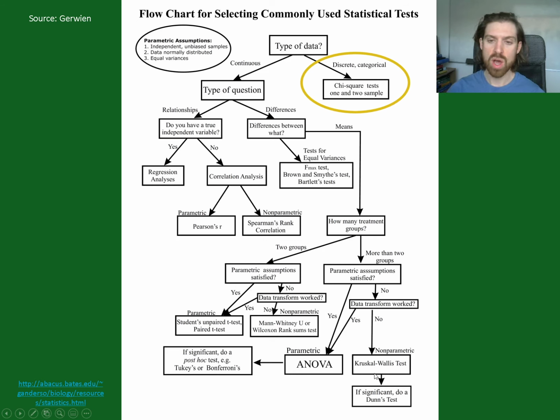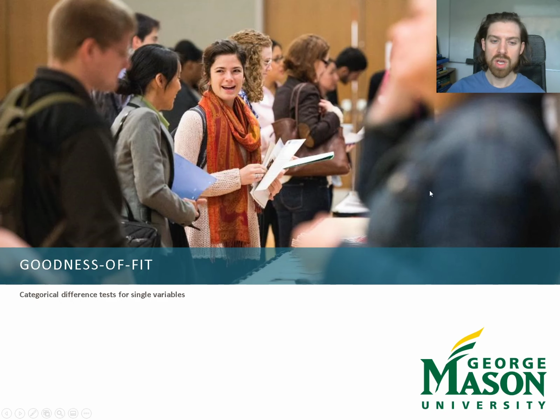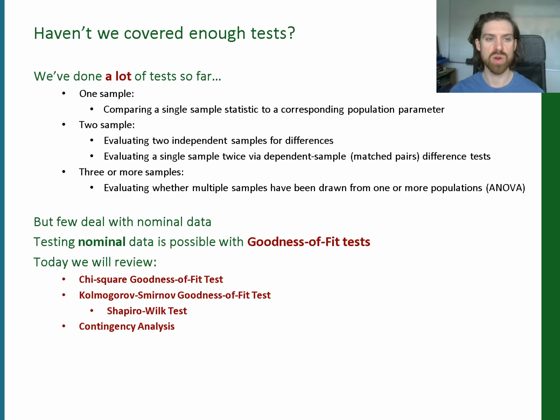So where are we going? Well, today we're all the way back at the top here, and we're focusing on categorical data, and we're going to be focusing on the chi-squared test, for example. So that's a bit of background for where we've come from. Now let's get into the nitty-gritty and look at what we're covering today. We're going to be focusing on goodness of fit tests. And I know what you're saying. You're going to say, haven't we covered enough tests already? And I really appreciate that thought.